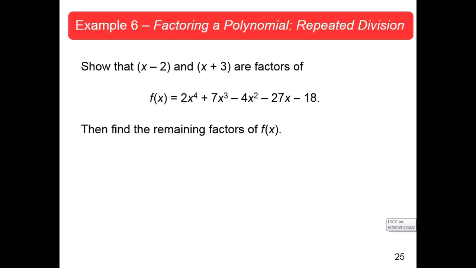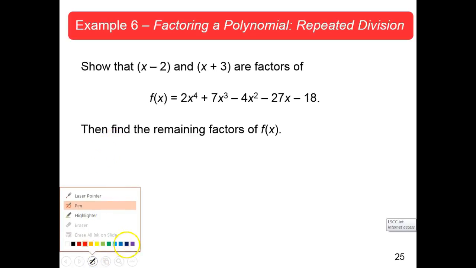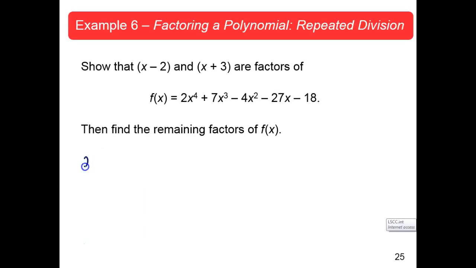So, what do we do for synthetic division? What goes outside the house? 2. Let me get my pen. Okay, there we go. 2, and what goes inside the house? 2, 7, negative 4, negative 27, negative 18.